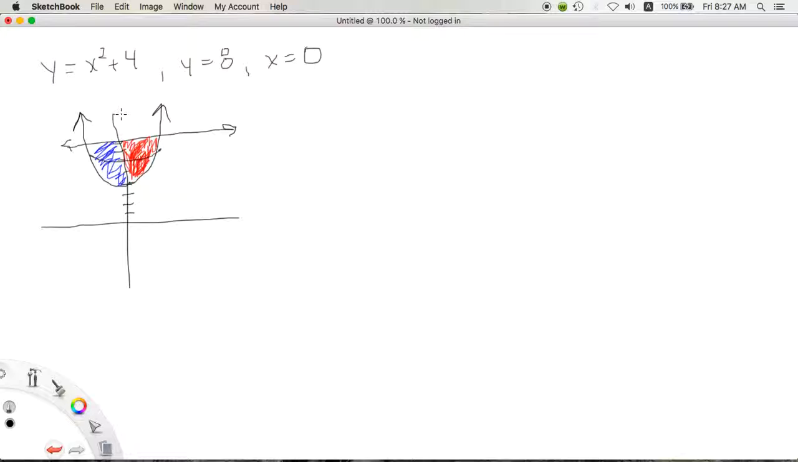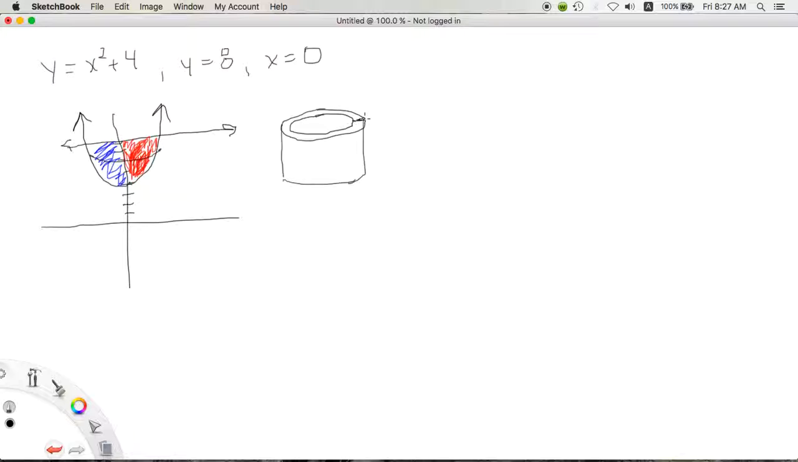I want you to pause it and go ahead and find the volume using the disk method. Okay, so let's see what happens if we use shells instead. You noticed with the disks, you had to use a dy, but if you're going to do shells, we're actually going to do a dx, because remember, shells go parallel to the axis of rotation. I find it helpful with shells to draw myself a separate shell off to the side to label everything.